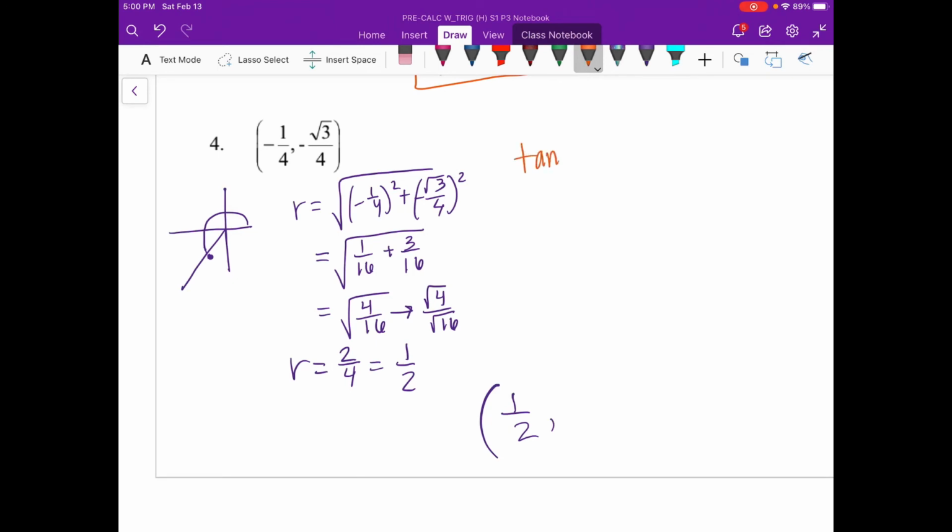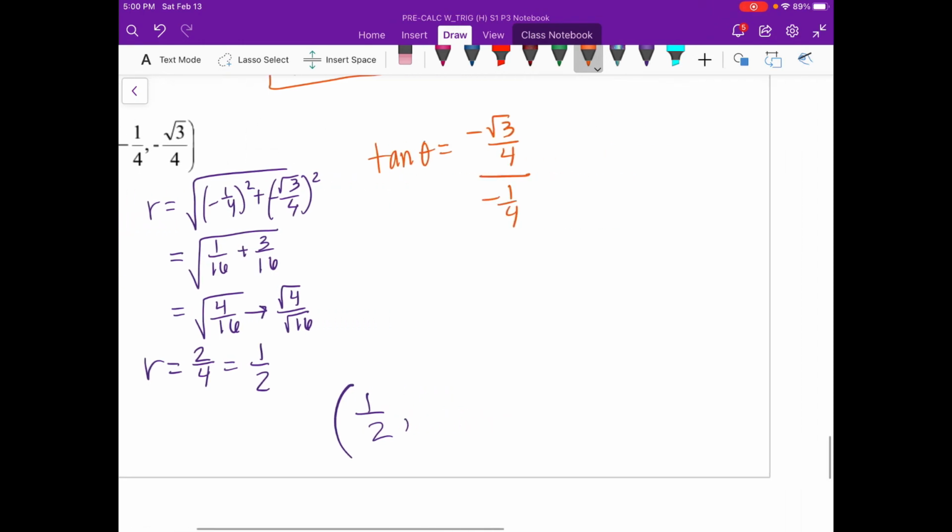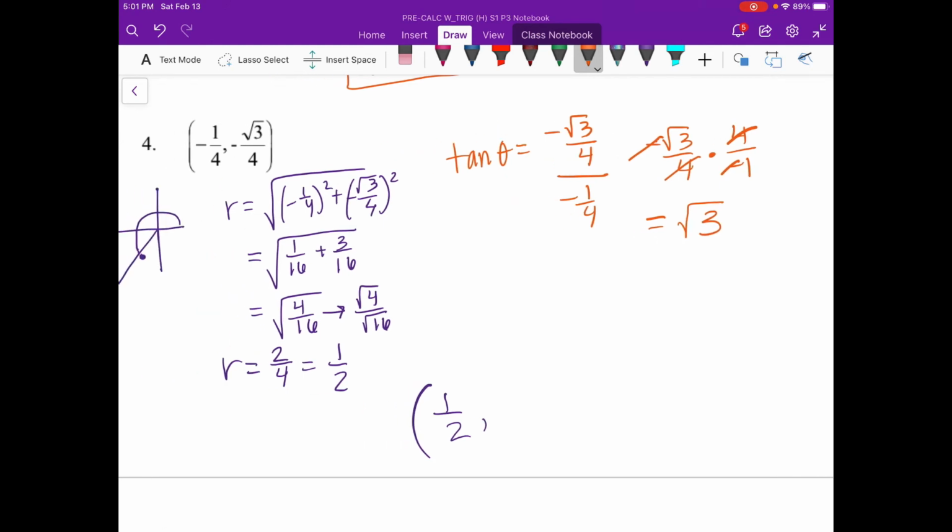And then finding my theta, I'm going to use tangent. And that's my y value over my x value. And in this case, you are going to skip, flip, multiply. So we're dividing fractions. So I'm going to skip this one, and I'm going to flip the other one. And then I'm going to multiply. So when I do this, the negatives will cancel. The 4's will cancel too, actually. And then I'm just left with a positive square root of 3, which makes sense.